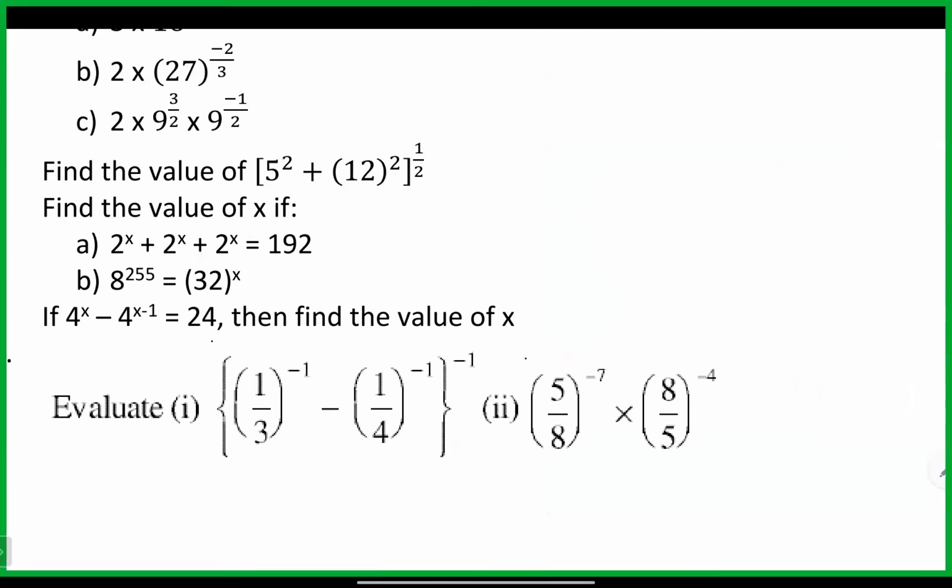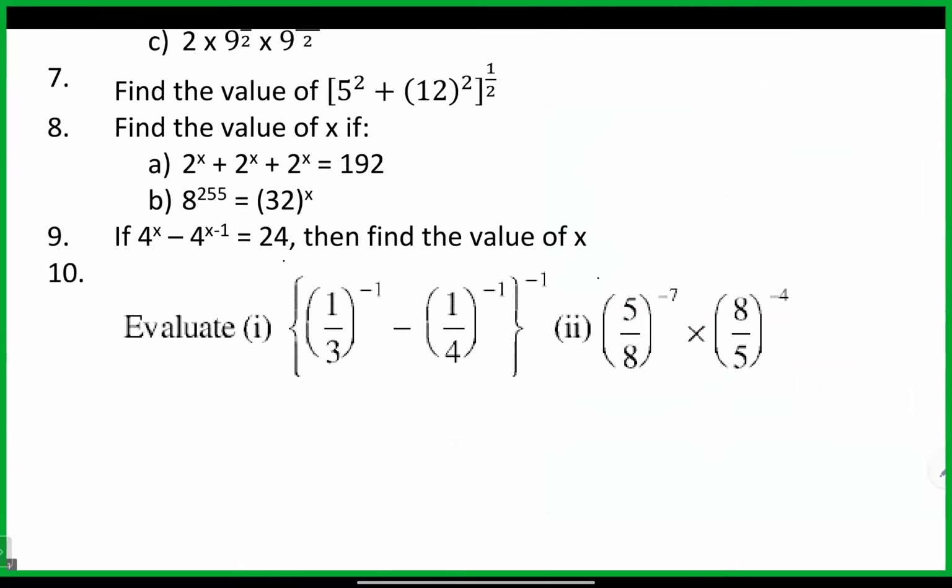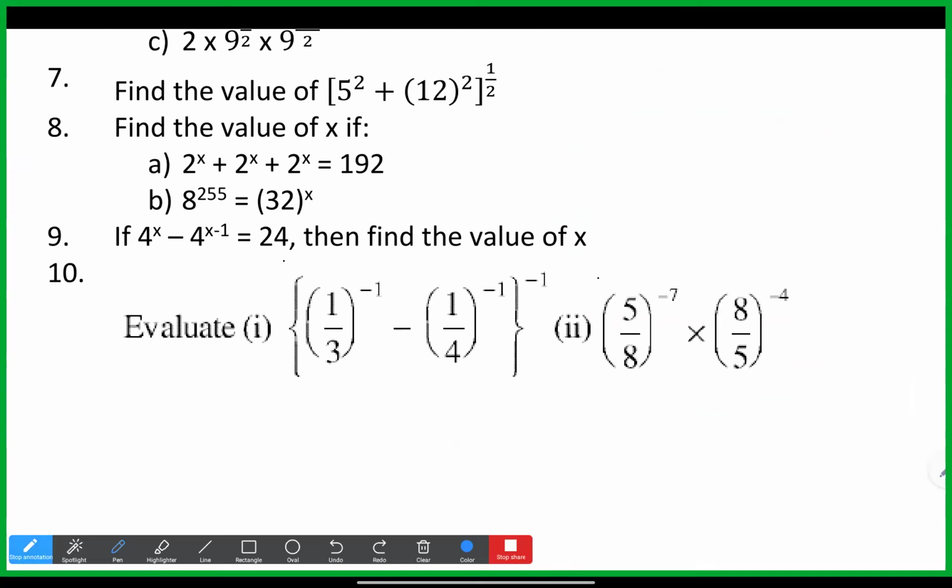So here, if you see question number 10: evaluate 1 by 3 power minus 1 and minus 1 by 4 power minus 1, whole power minus 1. Which law can we apply for this? First, whenever you see negative powers, you have to make them positive, because we cannot solve the sum with negative powers. It is not easy. That's why we can use the a power minus n formula for this.